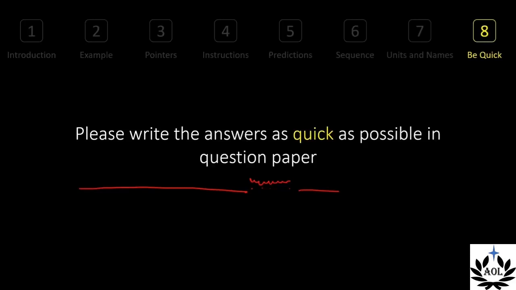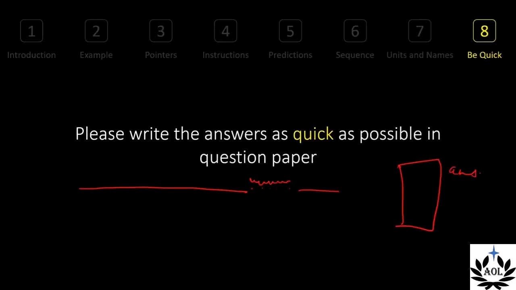But remember, all the answers have to be copied in the answer sheet in the end. You will get extra time for that. Don't worry about that. Hence, try to write it as quickly as possible. Don't worry about the handwriting. It should be legible by you. That's it, in the question paper.